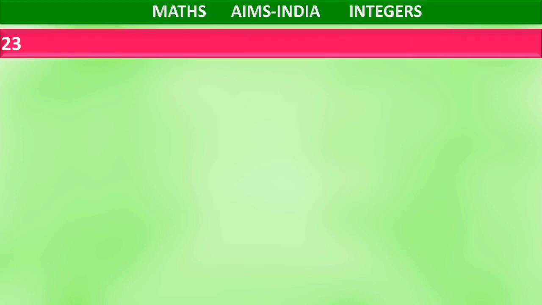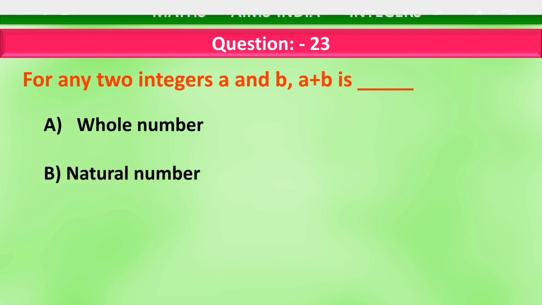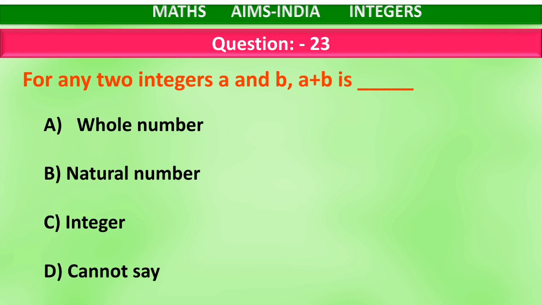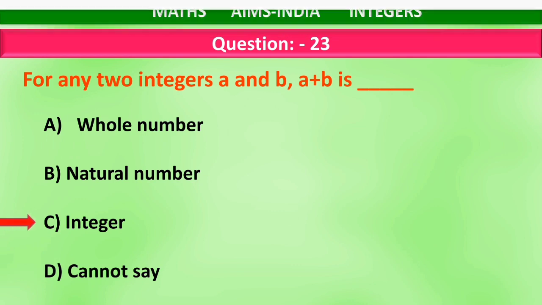Okay. Next, question number 23. For any two integers a and b, a plus b is dash. Option A, whole number. Option B, natural number. Option C, integer. Option D, cannot say. What is the correct answer? Yes, the correct answer is option C, integer.